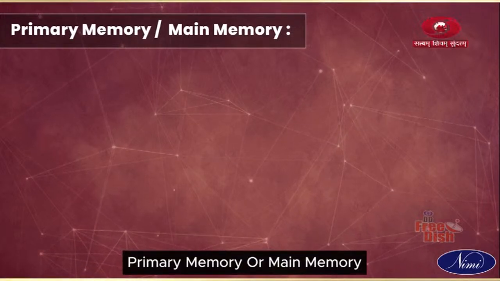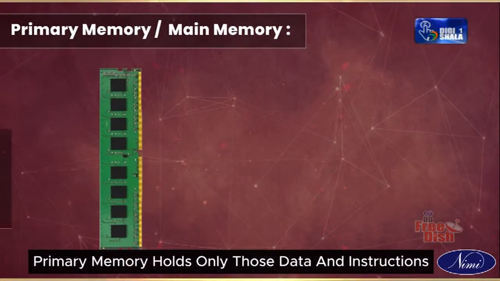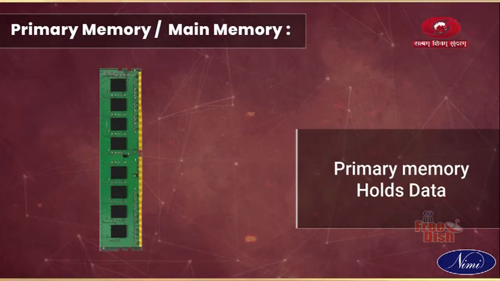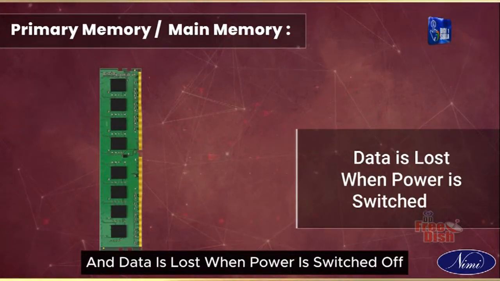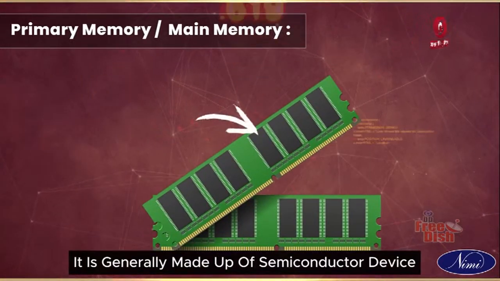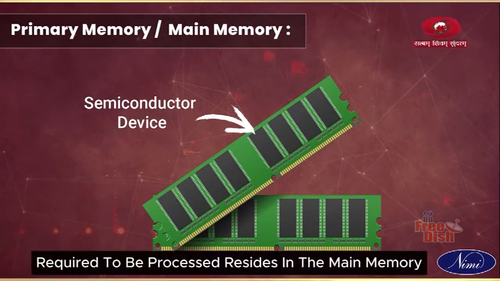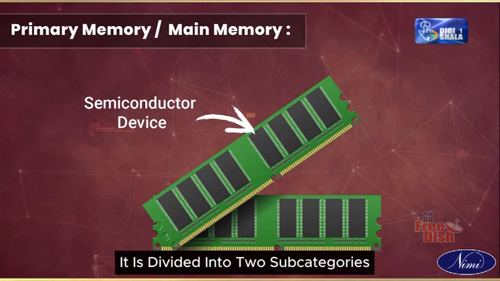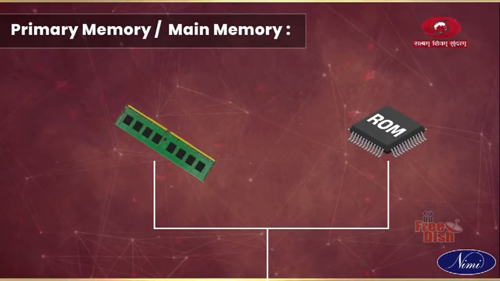Primary memory or main memory. Primary memory holds only those data and instructions on which the computer is currently working. It has a limited capacity and data is lost when power is switched off. It is generally made up of semiconductor device. The data and instruction required to be processed resides in the main memory. It is divided into 2 subcategories: RAM and ROM.